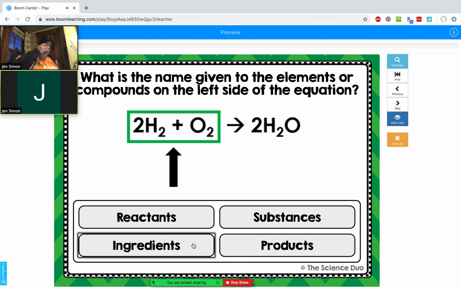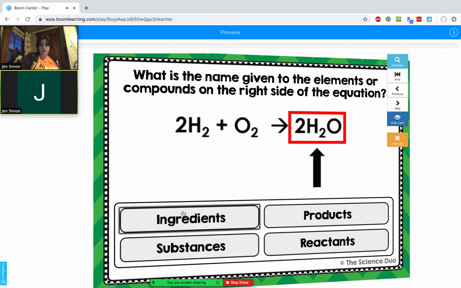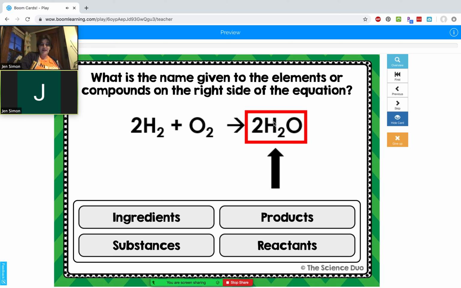All right, for this one, it wants to know what is the name given to the elements or compounds on the left side of the equation. On the left side of the equation, although we sometimes call them ingredients, the real name for those are the reactants. On the right side, we will have the products. So here it's asking us, what do we call these things on the right side? And those are our products.